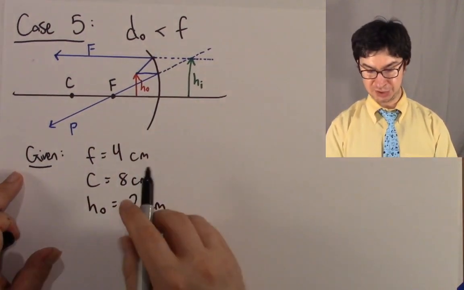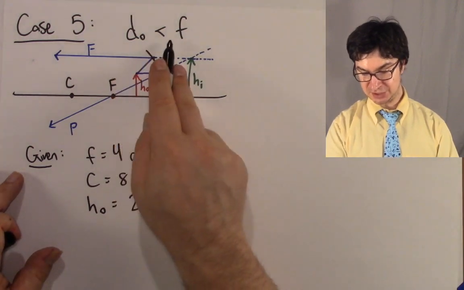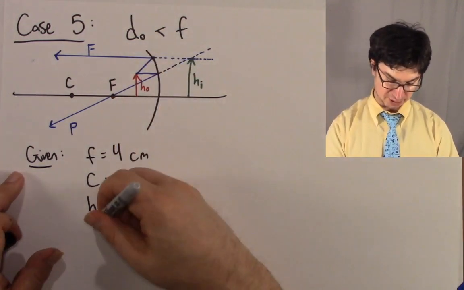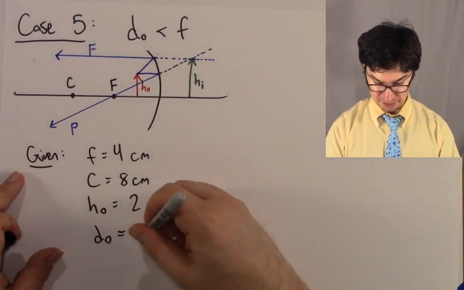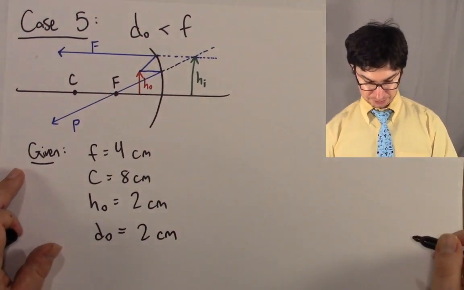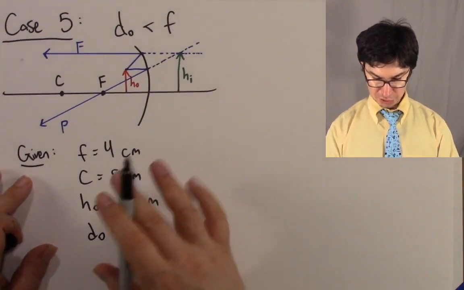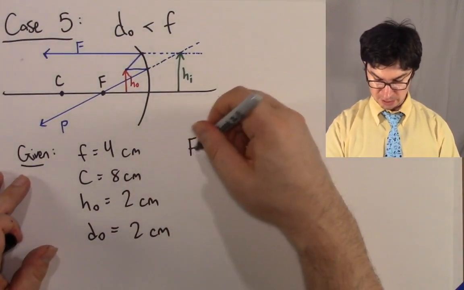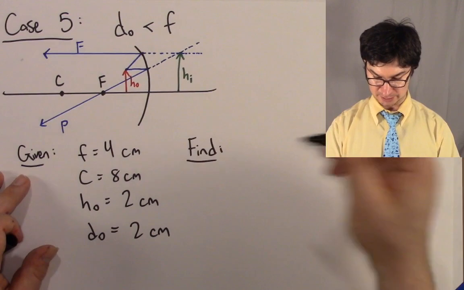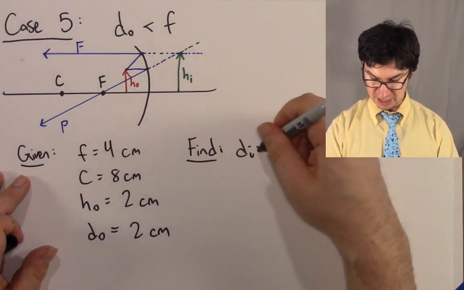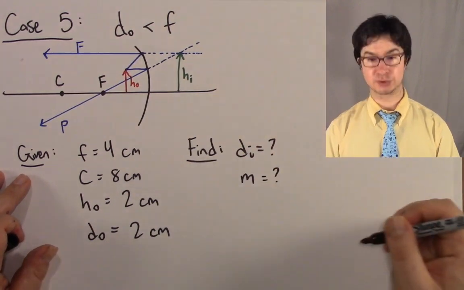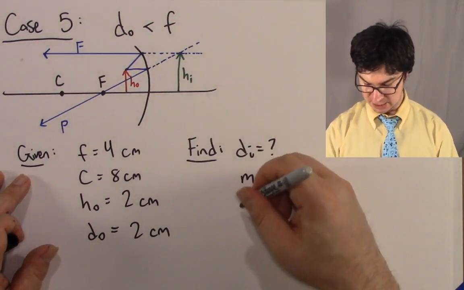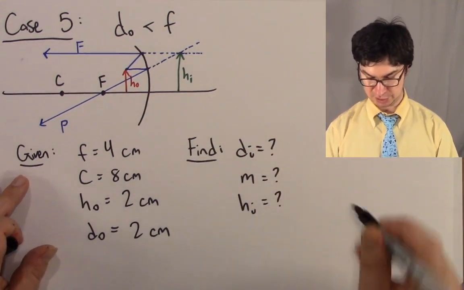But now we're going to switch things up. The object distance is now less than the focal length. So the object distance, let's arbitrarily choose a distance. We're going to make it 2 centimeters. Okay. So if we set up the mirror equation, we want to find di equals question mark, the magnification equals question mark, and the image height equals question mark.